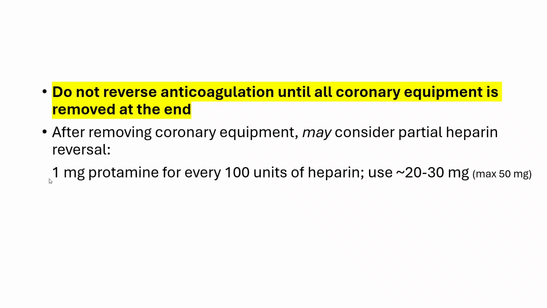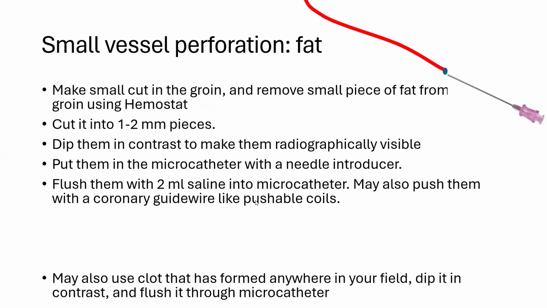You may use 0.5 to 1 milligram protamine for every 100 units of heparin. Typically, you would use 20 to 30 milligrams and certainly no more than 50 milligrams.